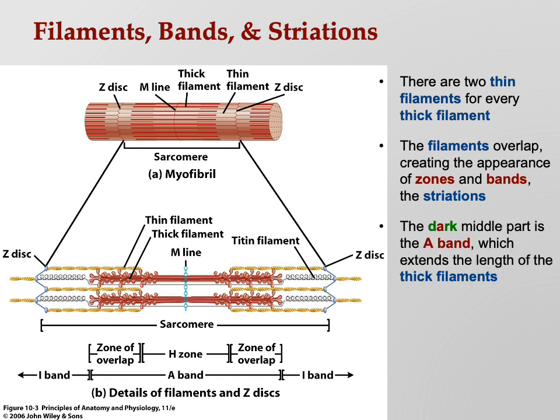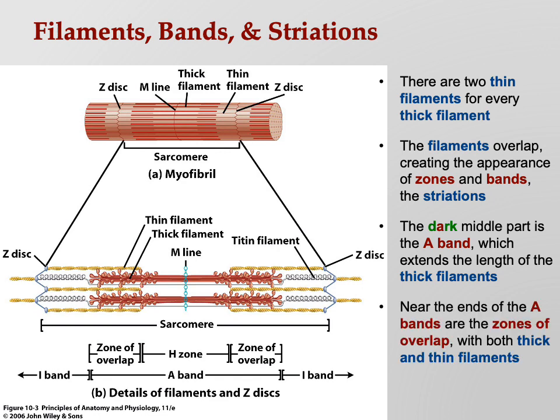So the dark middle part is called the A band, all right? So you can see there in the bottom, the A band. That runs the length of the entire thick filament. But notice it also contains some of the overlapping thin filaments. The thin filaments overlap the thick just a little bit when the muscle is at rest. So the A band is the length of the thick filament, but notice there are little bits of thin filaments in the A band. Then near the ends of the A band are the zones of overlap with both thick and thin filaments, which is what I just talked about.